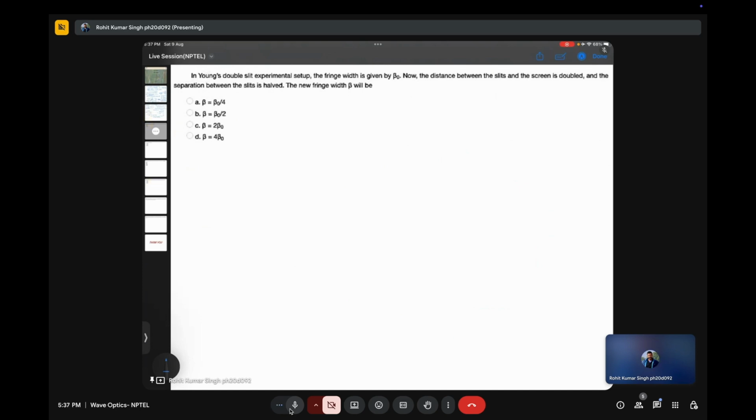So, okay, the question says, in Young's double slit experiment setup, the fringe width is given by beta naught. Okay, so fringe width is given. Now the distance between the slits and the screen is doubled. So the distance between the slit and the screen, D, becomes 2D, and the separation between the slits is halved, so d becomes d by 2. So what will be the new fringe width? Anyone?